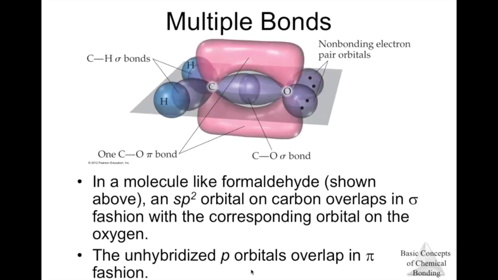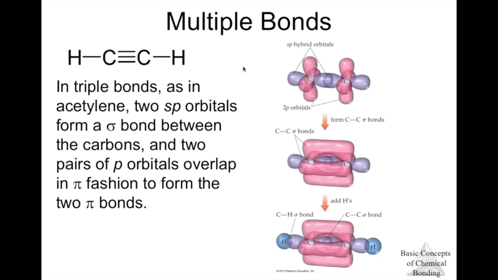And now the unhybridized p orbitals are going to overlap in the pi fashion. So there's your unhybridized p overlapping. There's your sp2 overlapping. So there's your one sigma bond, and this is your one pi. Both those together are your double bond, with a single pi bond.